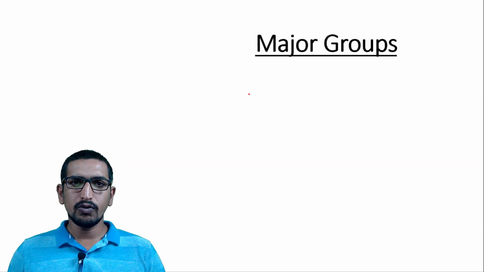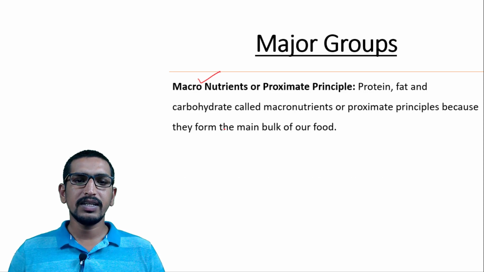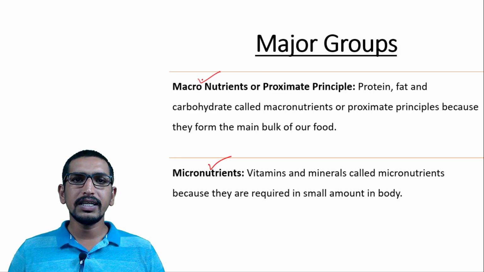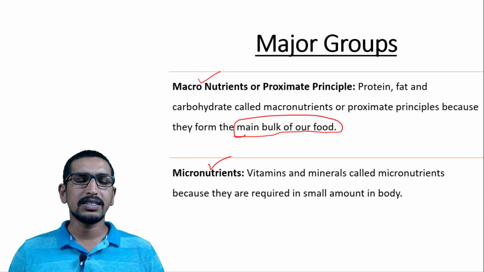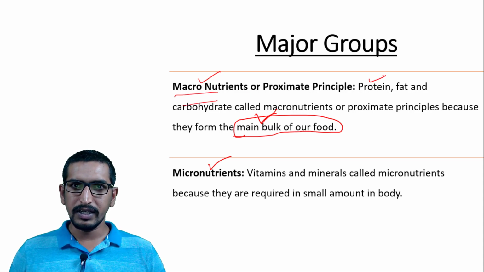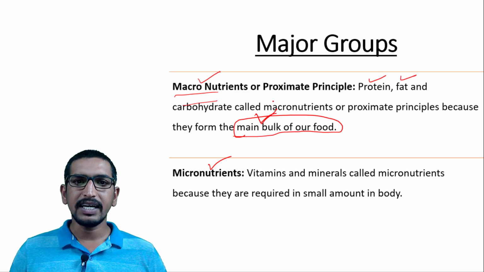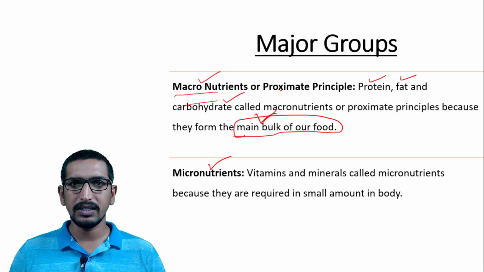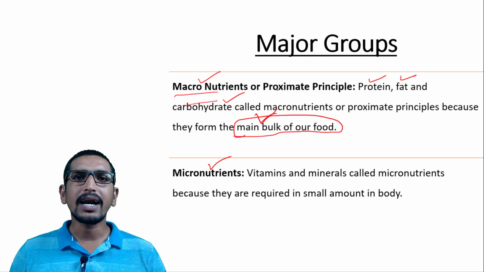Nutrients are majorly in two groups. One is macronutrient, another one is micronutrient. Macronutrient is nothing but the bulk quantity of food we should take in the form of food. Macronutrient means a bulk or large quantity that we have to take in the form of food. For example, protein, we should take protein in a large quantity, fat and carbohydrate. These are the macronutrients we have to take in bulk or excess amounts of food.